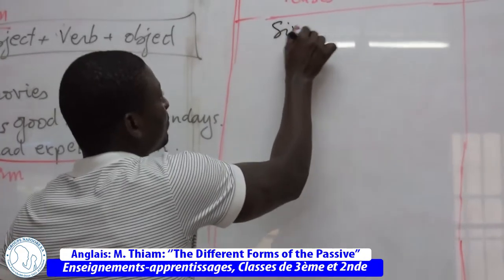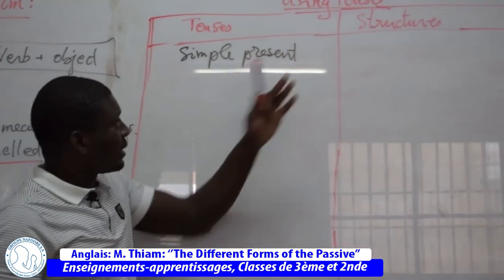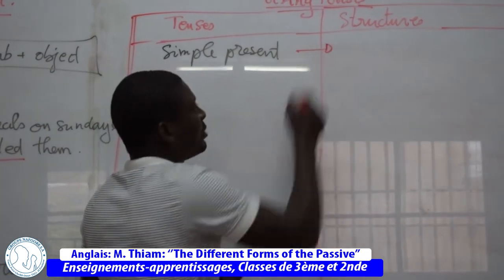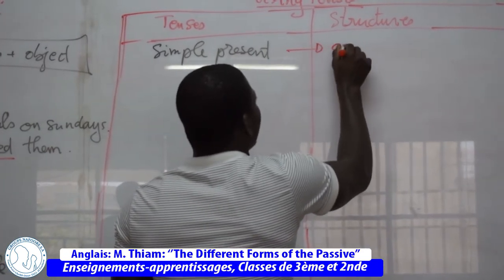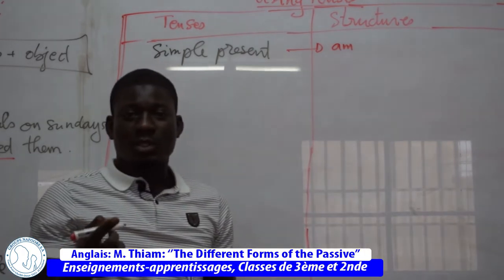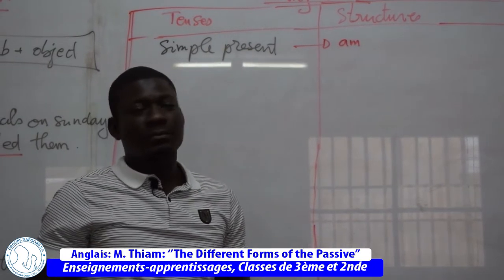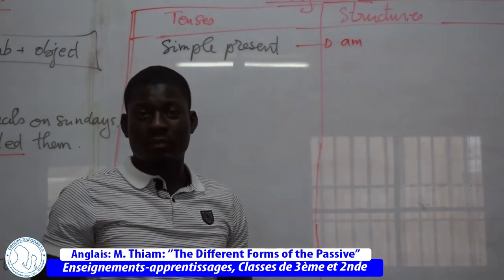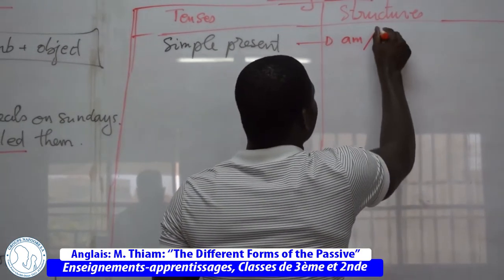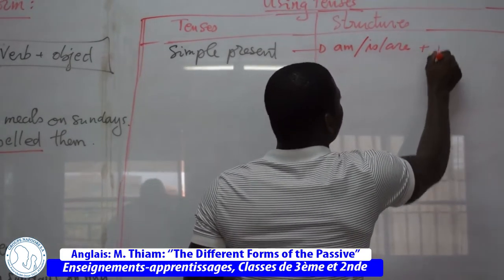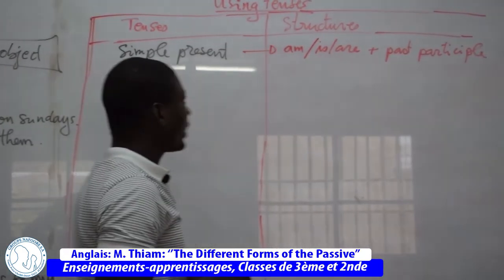Tenses. Simple present. Now, let's try to write here the structure of the simple present in the passive form. Okay? Because we said that we always use, in the passive form, the auxiliary to be, which will be conjugated in the tense of the verb of the initial sentence, and then we will use the past participle. Now, to be in the simple present, it's either am or is or are plus past participle. You see? Okay?